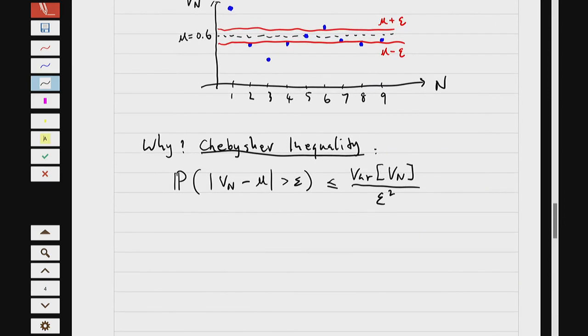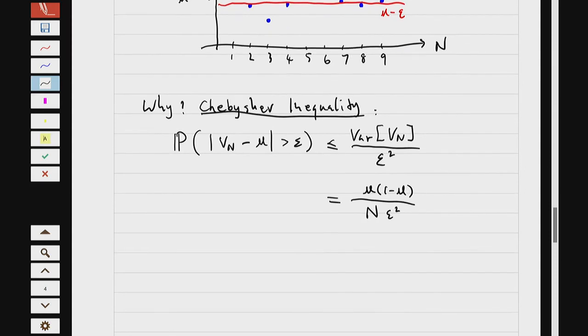So what is this equal to? The variance of Vn, we already know, right? It's 1 over n times mu times (1 minus mu). So that's the variance from above, divided by epsilon squared. So that bound happens to be equal to this. Of course, this one goes to 0 as n goes to infinity, right? That's what the Chebyshev inequality tells us.